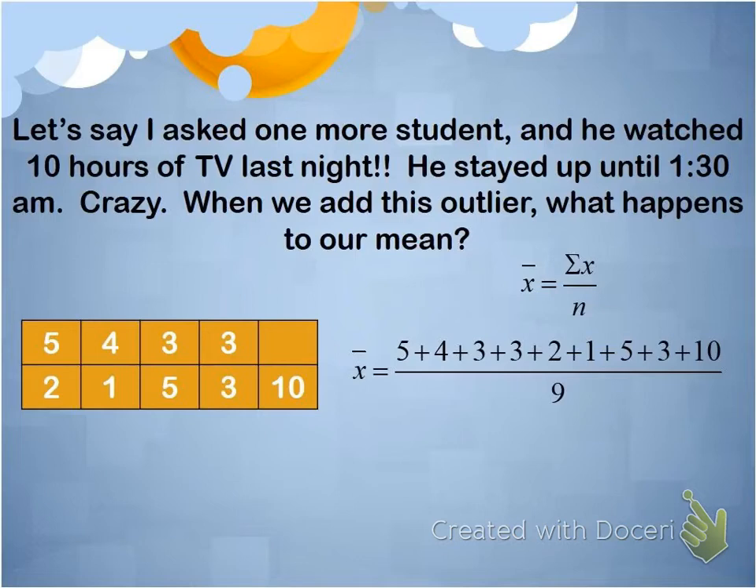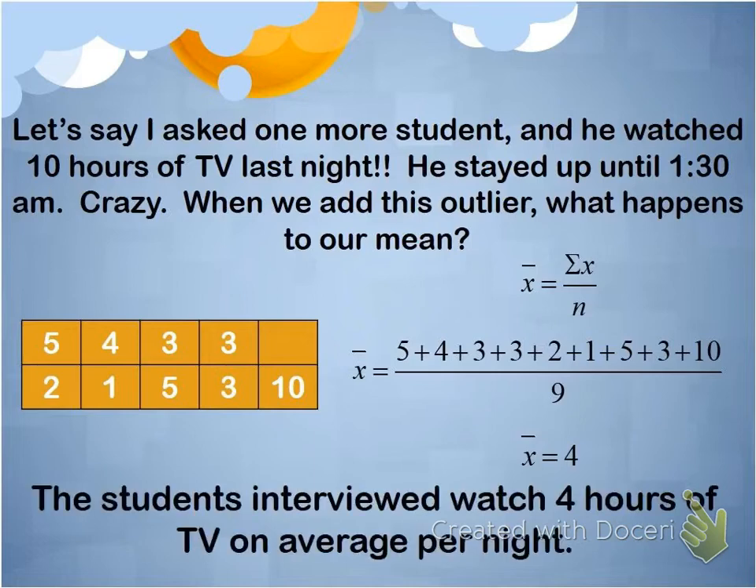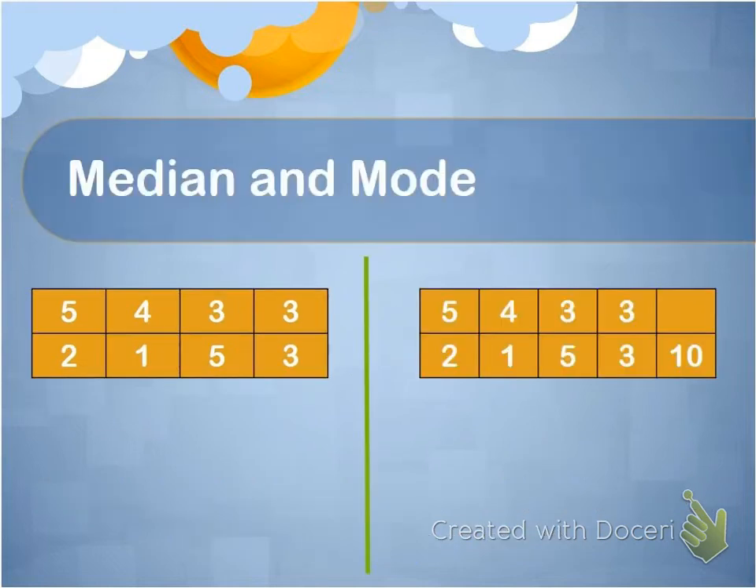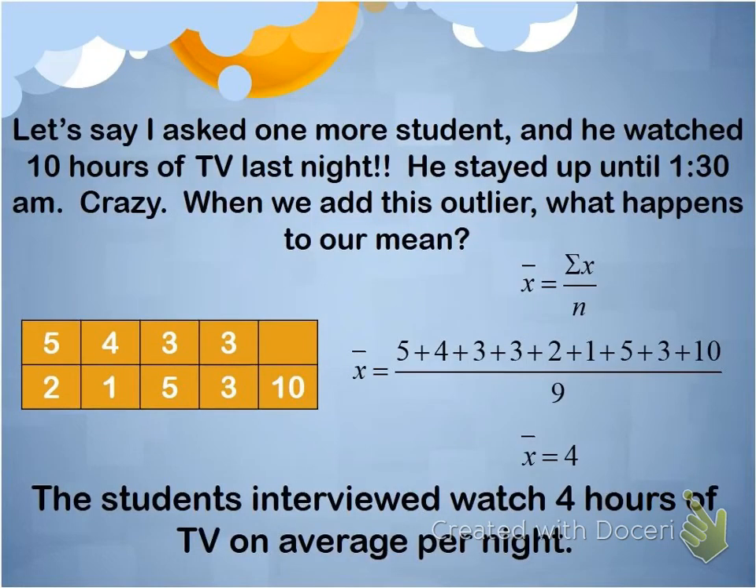What happens? Well, now we're going to add up our 9 numbers and then divide by 9, and our average becomes 4. So now instead of, on average, the students in our sample watching TV for 3 hours and 15 minutes, it went up by 45 minutes. And now the students interviewed watched, on average, 4 hours of TV last night, okay? 45 minutes in the grand scheme of your time in the evening is not insignificant, right? What could you do in that 45 minutes? A lot, right? So that 10 really affected our mean, it really pulled our mean over.